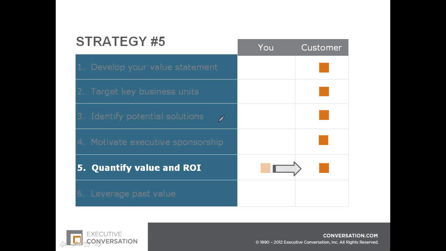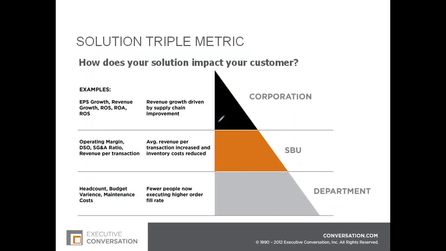So once again, we come to the end of 30 minutes. And you're going to need to take all this and quantify it. Those of you that remember the triple metric, you've got to do the value add at the ROI level, department. You've got to be able to show me how the same solution drives operating margin. How does the same solution drive return on assets? This is the triple metric.